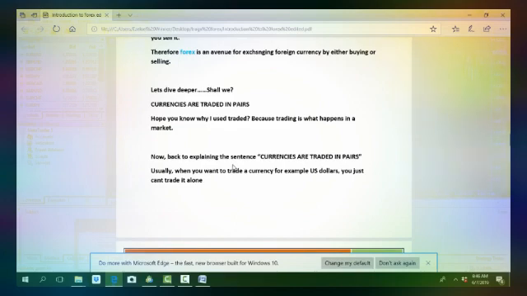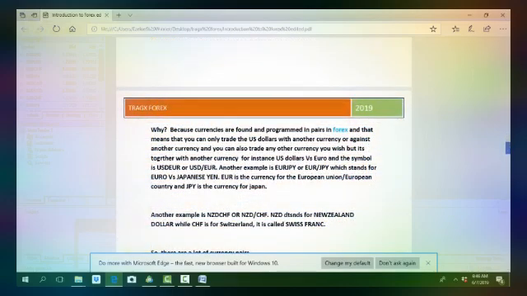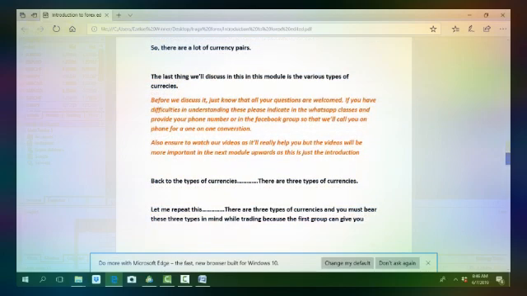This PDF has already been sent to everyone. So this is just what I explained there. Currencies are traded in pairs. Now, this PDF should be self-explanatory after watching this video and everything. Now, let's do another thing.